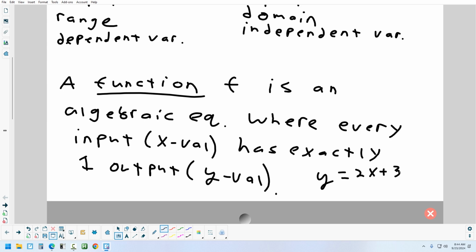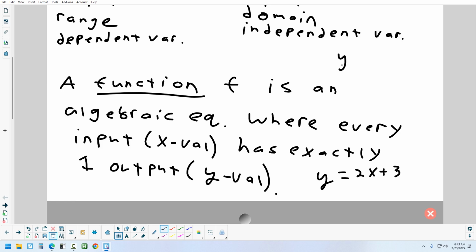If I plug in 1 for x in that equation, y equals 2x plus 3, what will I get for y? Yeah, 5. Is there any other answer I get other than 5? No. If you plug in 1 for the input, you will get exactly one answer for y. You will get 5 and only 5.